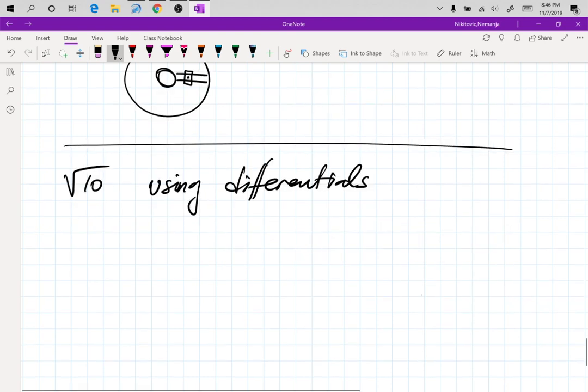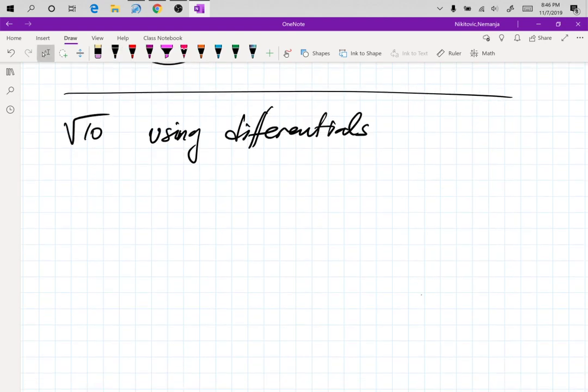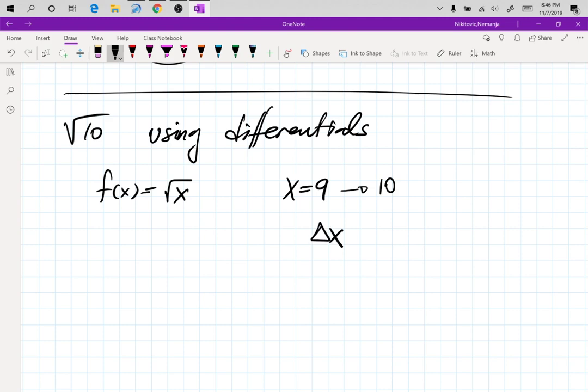And you will see it's completely different. So you know how to do this using a tangent line. Now, using differentials, you have your f of x equal to square root of x. The value that you can easily calculate is 9, but you want to go to 10, because 10 is what you care about. 9 is what you can compute, but 10 is what you care about. So your delta x is 10 minus 9, which is 1.